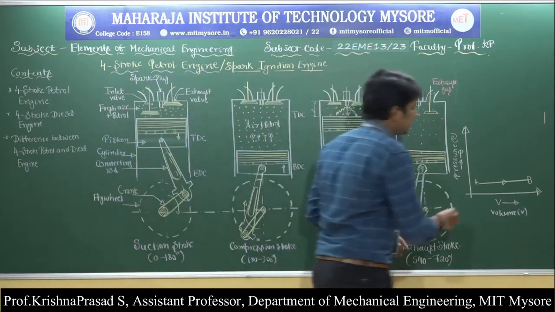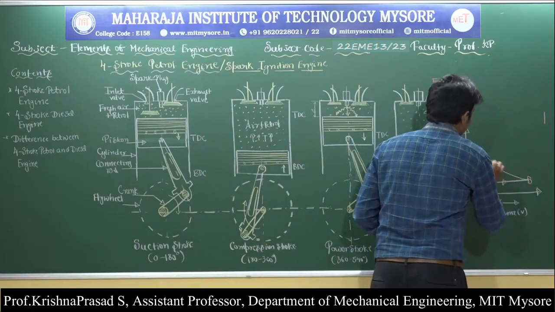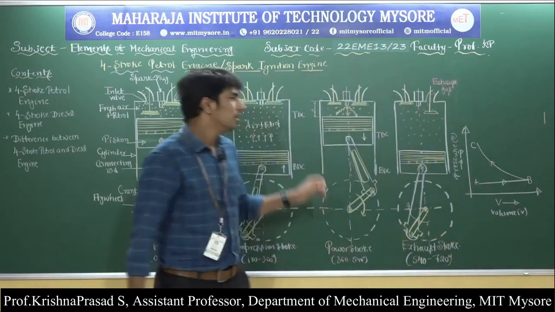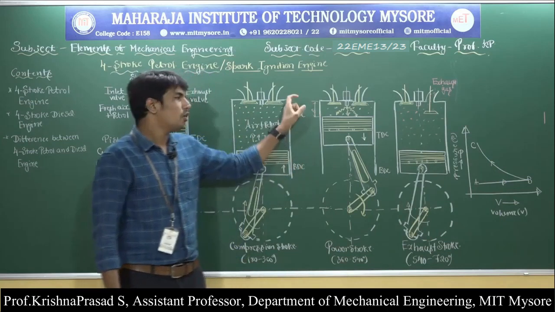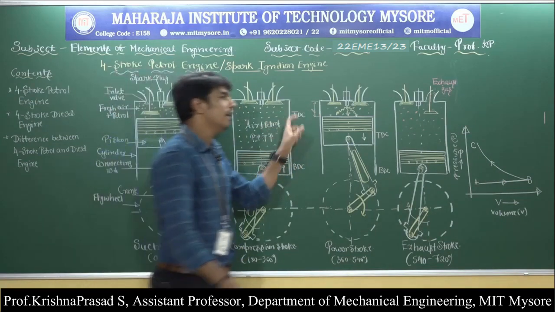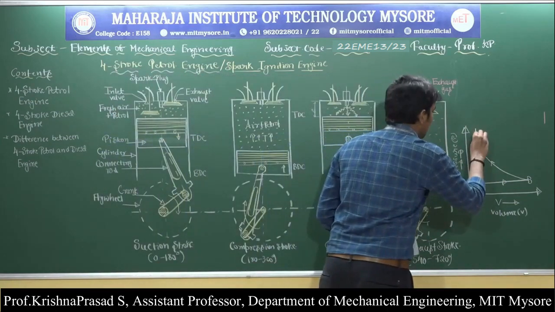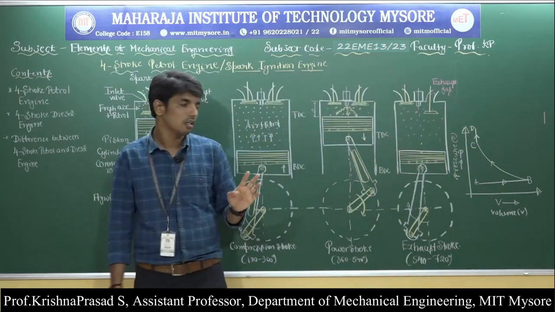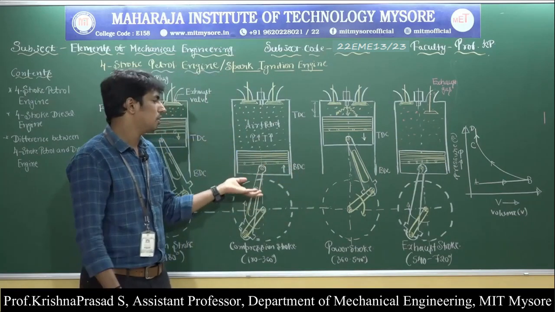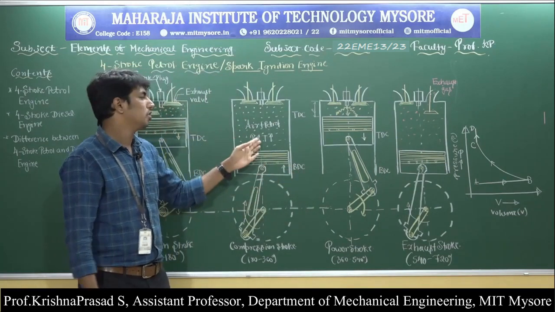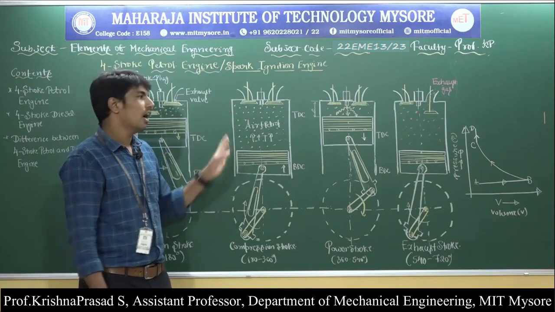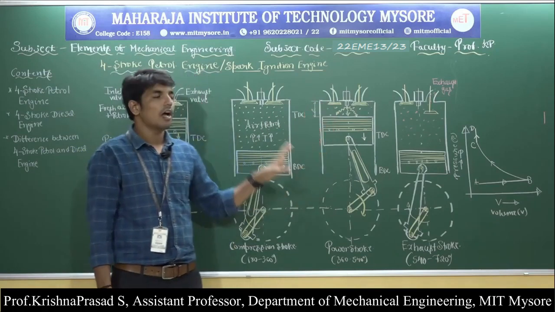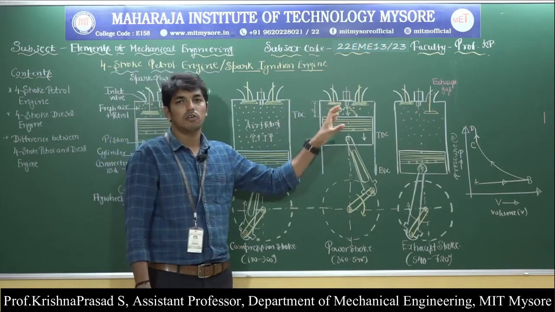Here the compression stroke is represented by line BC, and here the combustion at a constant volume is represented by line CD on the PV diagram. Okay, observe here, during the upward movement of the piston, the pressure and temperature of the air fuel mixture increase, and at the end of the compression stroke, the volume remains constant for a small displacement, and the combustion of the fuel takes place at a constant volume.